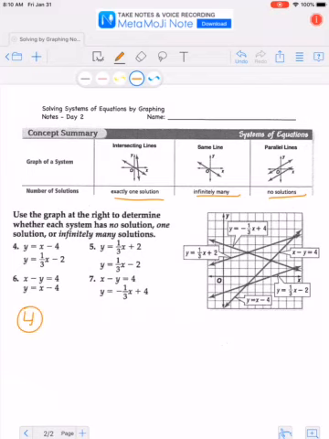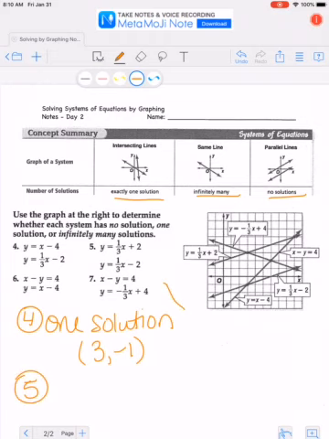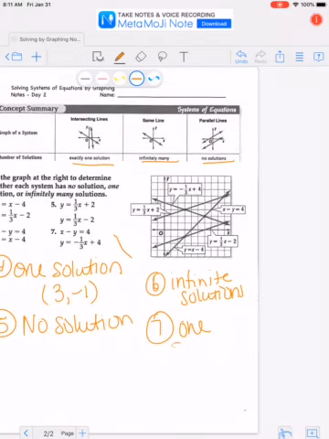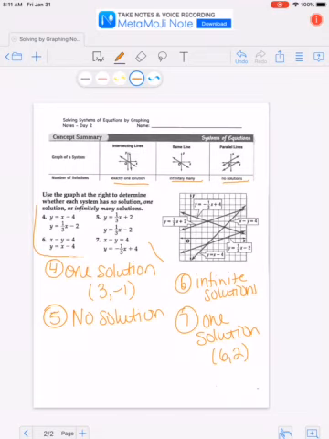For number 4, I want you to do 4, 5, 6, and 7 on your own and then check your answers. You will see that it is one solution, and your point is 3, negative 1. Number 5 is going to be no solution. Number 6 is infinite solutions. And 7 is one solution, which is 6, 2.